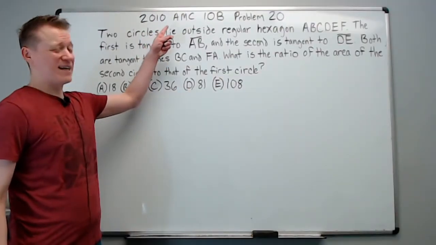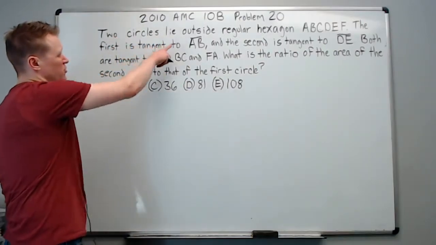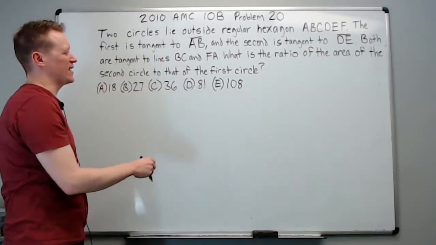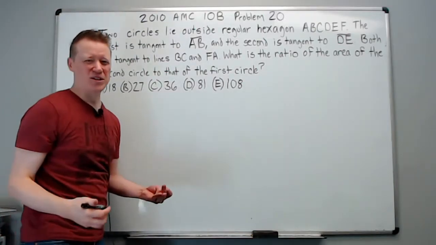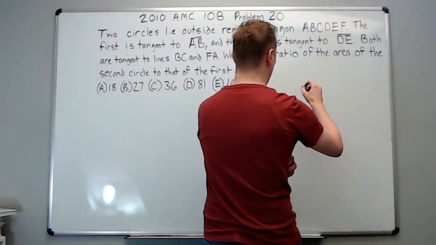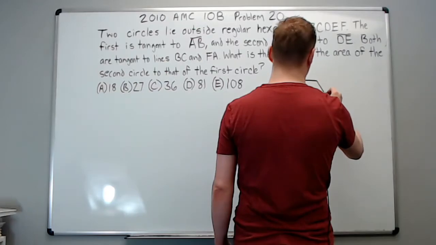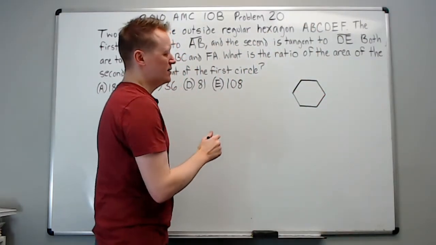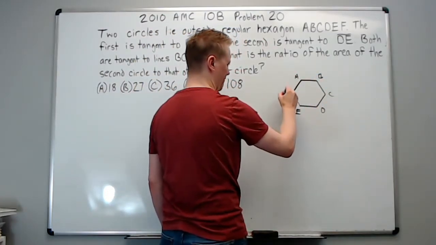All right, this is the 2010 AMC 10B problem 20, the last problem of this set. So two circles lie outside regular hexagon ABCDEF. The first is tangent to segment AB. The second is tangent to segment DE. Before we continue, we should probably make a picture. So I'll try and draw a regular hexagon over here. Okay, something like that. Okay, we'll label it A, B, C, D, E, F.